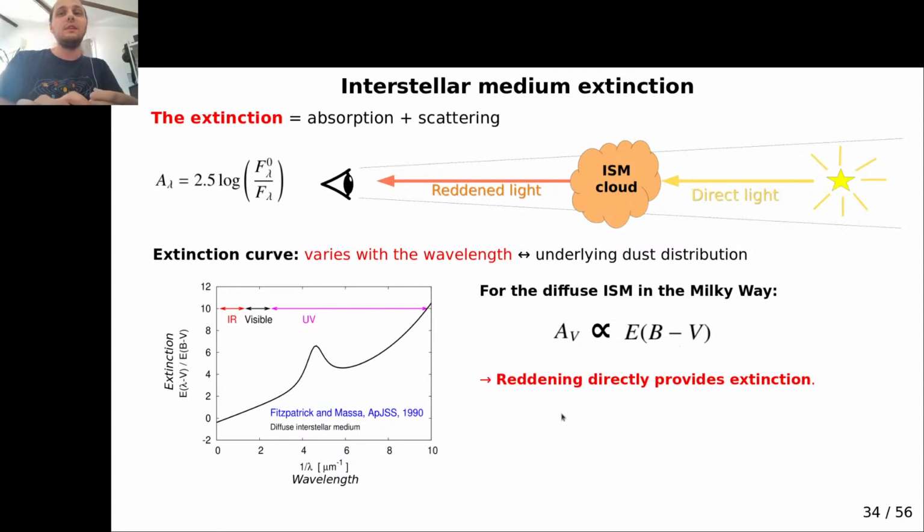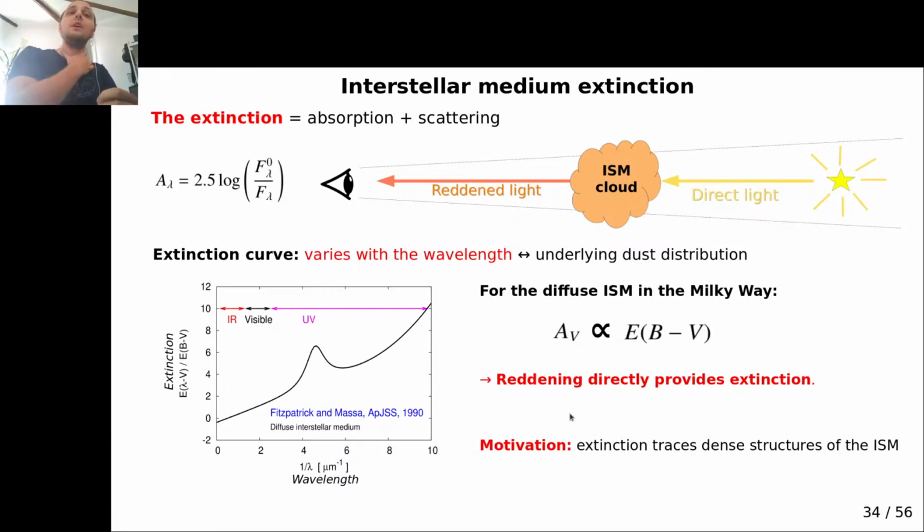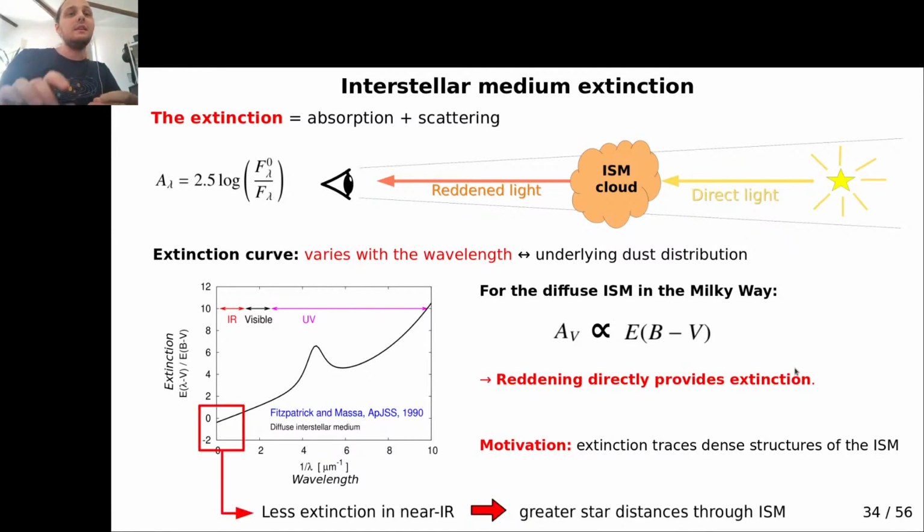And this reddening can be used then to trace the dense structures of the interstellar medium to reconstruct the global 3D shapes of the interstellar medium. And I will add one thing here that is useful for the next slide, which is that you can see that we have less extinction in the near infrared, meaning that we can have greater star distances through the interstellar medium by using infrared.